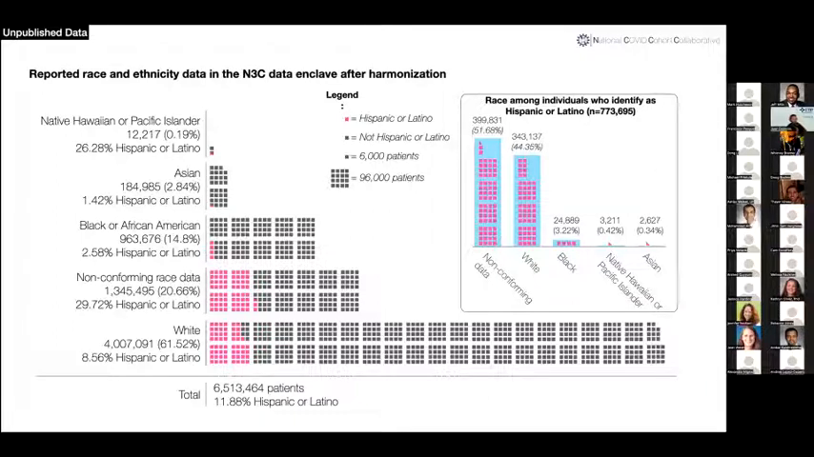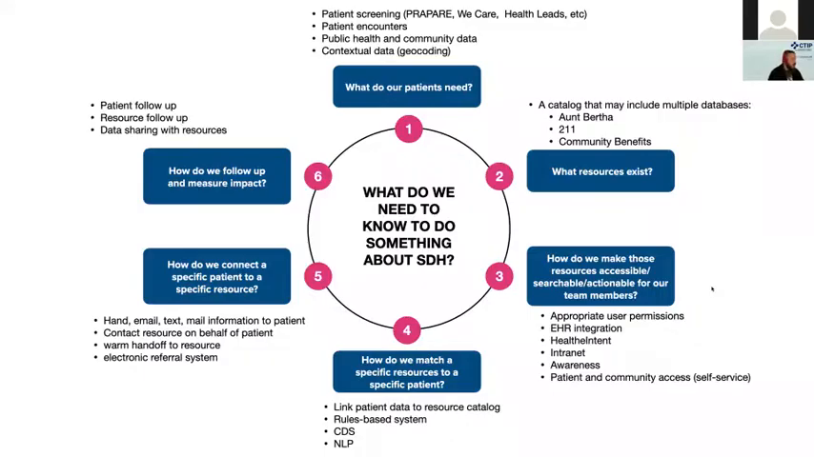And so we can talk a little bit more about actionable to team members at the institution. Do we integrate them into the EHR? Do we bring them into our intranet? Do we just do a lot of awareness campaigns? How do we then match a specific resource to a specific patient? Do you have a rules-based system? Do you take a clinical decision support approach? Do you use fancy natural language processing and artificial intelligence? And then it's how do we connect a specific patient to a specific resource?